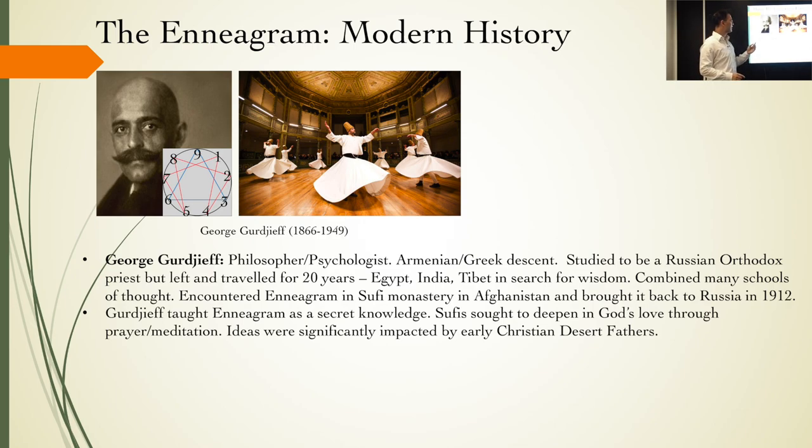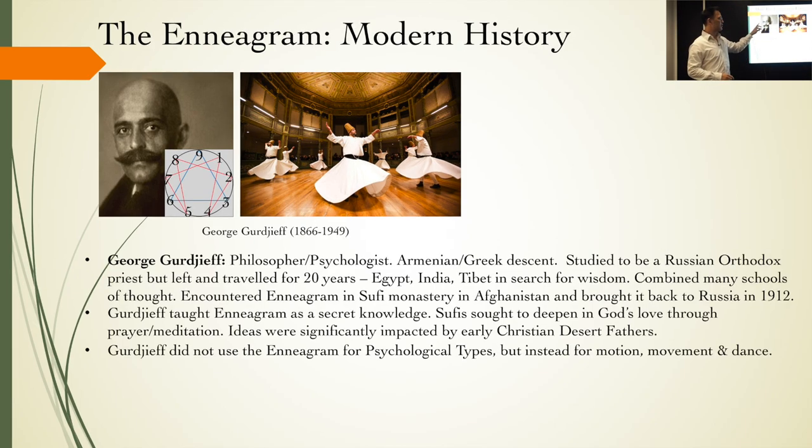But interesting to note is that Gurdjieff did not use the Enneagram for psychological types. Those nine types we see today, he did not come up with. But what he did come up with was this triangle diagram here, the law of three and law of seven. It's a very similar diagram. In fact, it's the same diagram that's used in the Enneagram today. A lot of the modern Enneagram teachers use the George Gurdjieff Enneagram, called the process Enneagram. His contribution was the diagram in this current form.